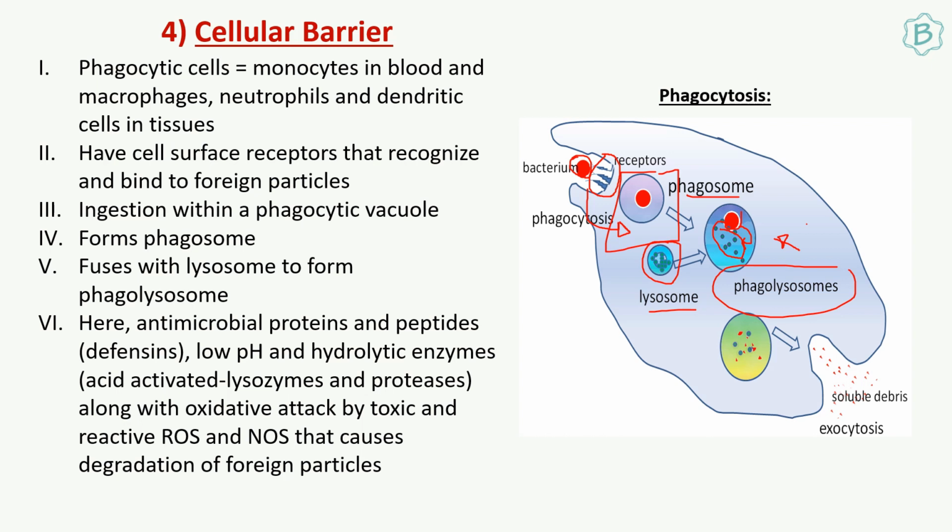Another point that I would like to add is that there is an oxidative attack taking place as well. This is by ROS and NOS. ROS is reactive oxygen species and NOS is nitric oxide species. They will cause oxidative attack and enhance the degradation of this bacteria. Once this bacteria has been degraded, it forms soluble debris. It is then exocytosed out of the cell, which means it is removed into the surrounding environment.